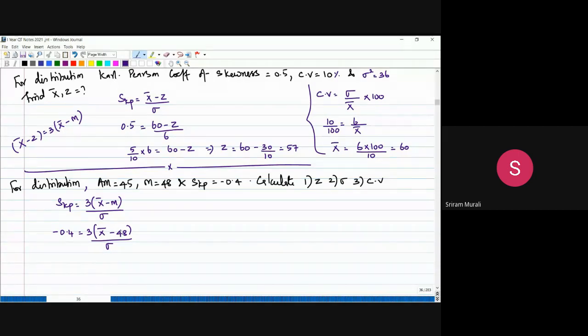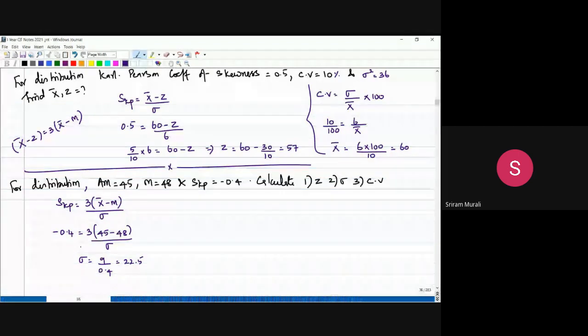வேற என்ன தெரியும்? CV சார் mean கொடுத்துருக்காங்க சார், AM. Okay, thank you. AM 45. I'm sorry, I made a mistake. 45. Then what is sigma? It is 9 by 0.4. So this is 22.5. Because minus sign get cancelled. என்ன புரிஞ்சுதா?